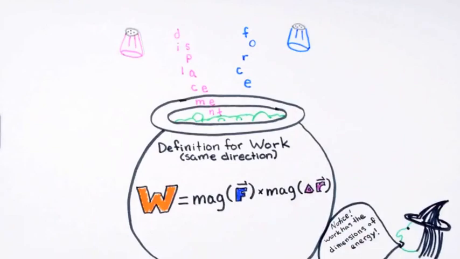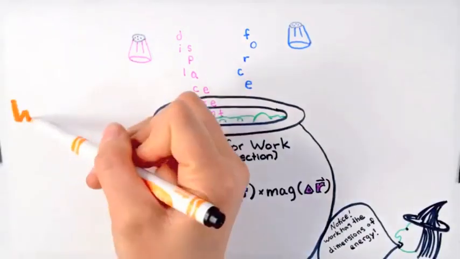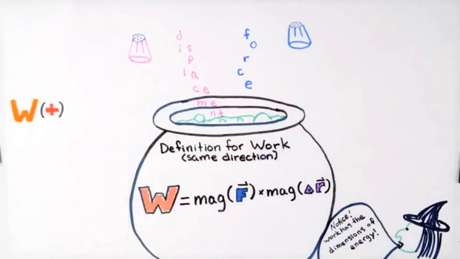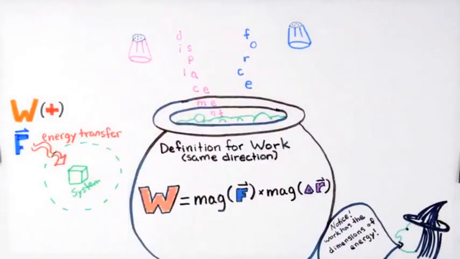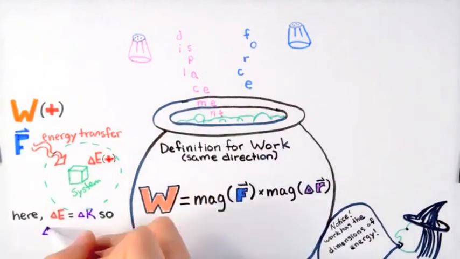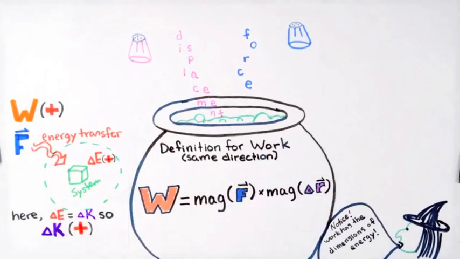This expression also makes physical sense in this example. The work here is positive, meaning the force is transferring energy into the system from the surroundings. Thus, the system energy increases. Delta E is positive, which, for this specific case, means the system speeds up. The change in kinetic energy is positive.